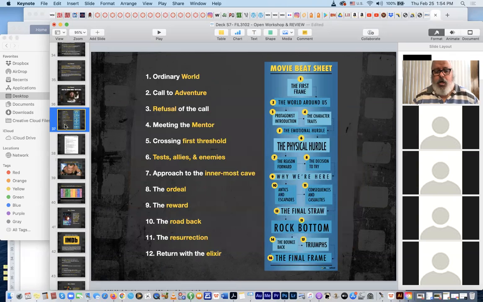Okay. I introduced you to the movie beat sheet from No Film School. So this is theirs. It has 12 beats, kind of like the hero's journey, but they're not exactly the same beats as the hero's journey. But it's still giving you a sense of how the story in terms of beats might move from beginning, middle to end. Okay.